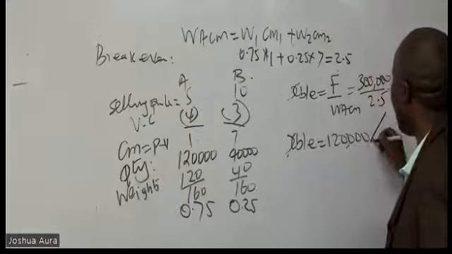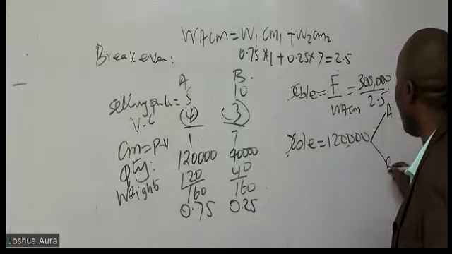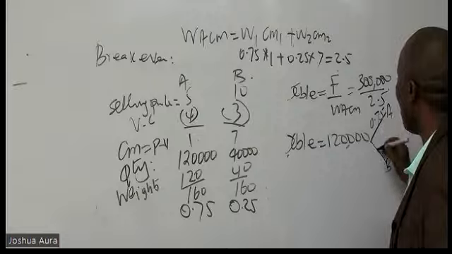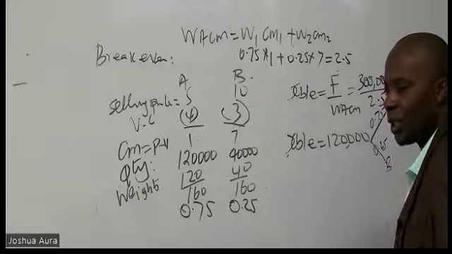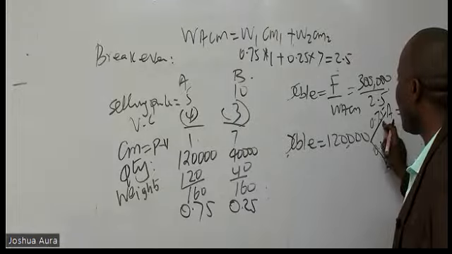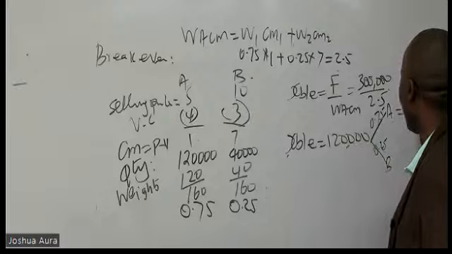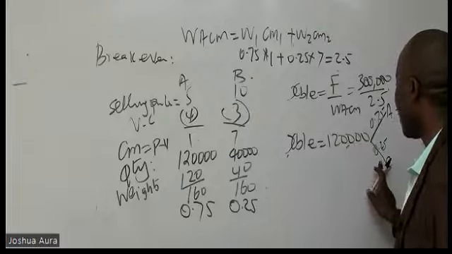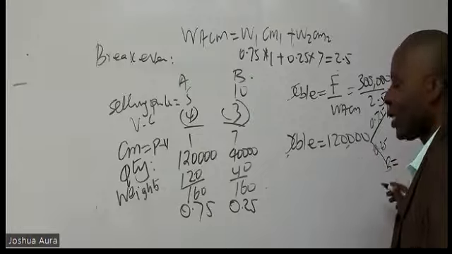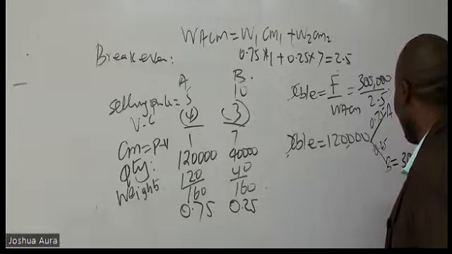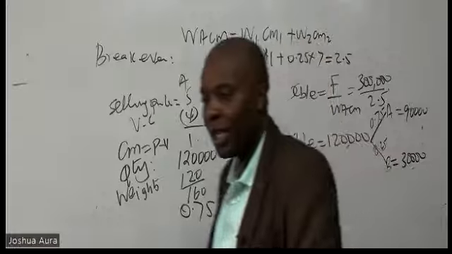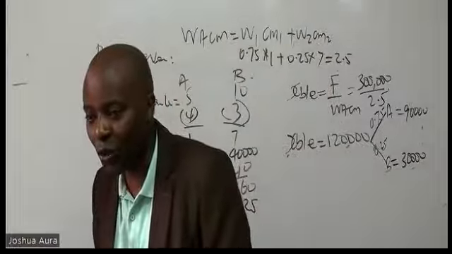We have the criteria of splitting this into A and B. We know that we have the decimals here, we have the fractions here, the weights. So for A, I'll take 0.75 times 120,000, which gives me 90,000. For B, I'll take 0.25 times 120,000, which gives me 30,000. Because the two must add up to what here?